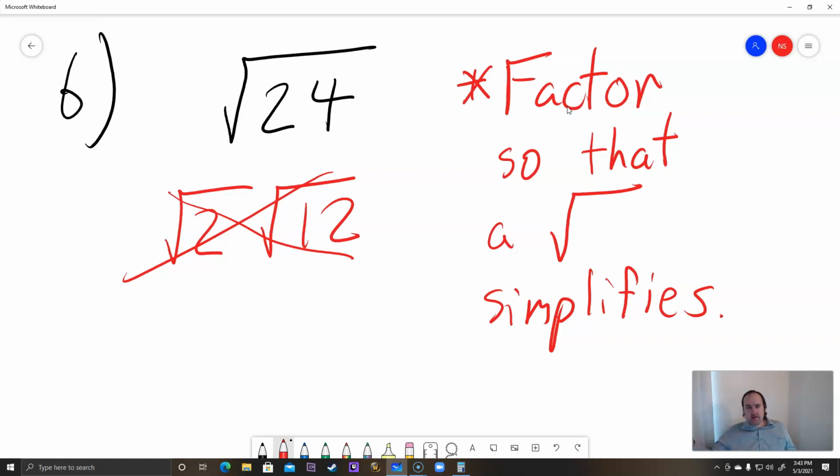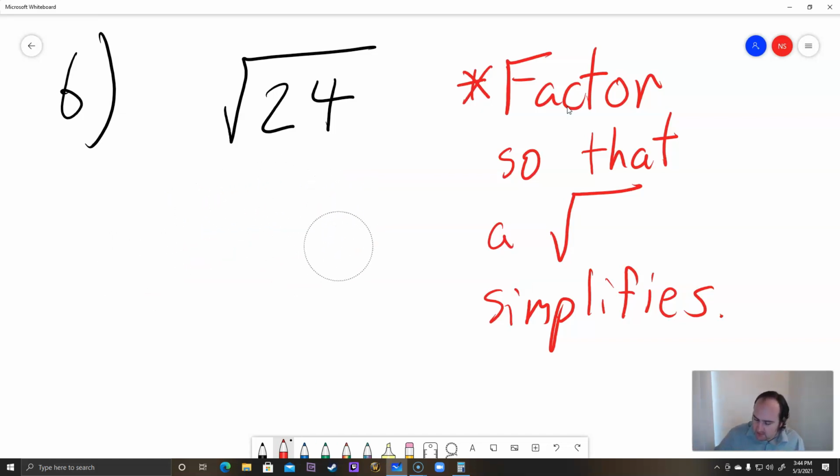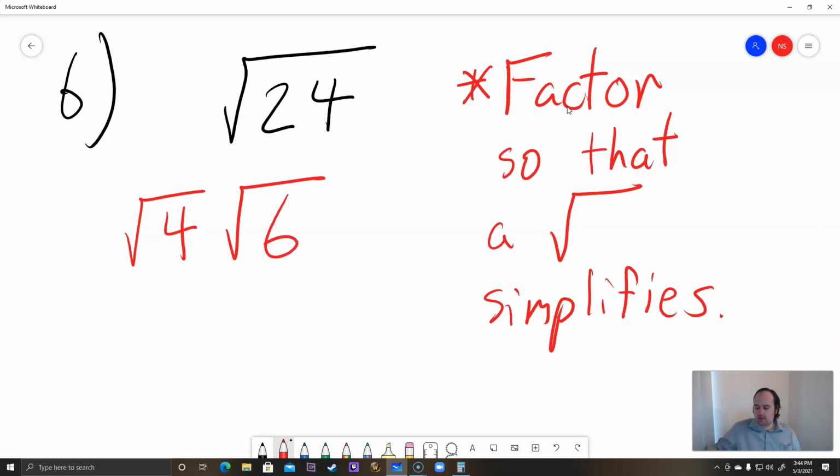So what's another way of factoring 24 besides 2 and 12? Well, instead of 2 and 12, how about we do 6 and 4? Or 4 and 6. Let's rewrite it as root 4 times root 6. Now here we can see that something is going to simplify. What is the square root of 4? We all know that 2 times 2 is 4. So that means the square root of 4 is 2. And that actually does simplify. So we get 2 times the square root of 6.